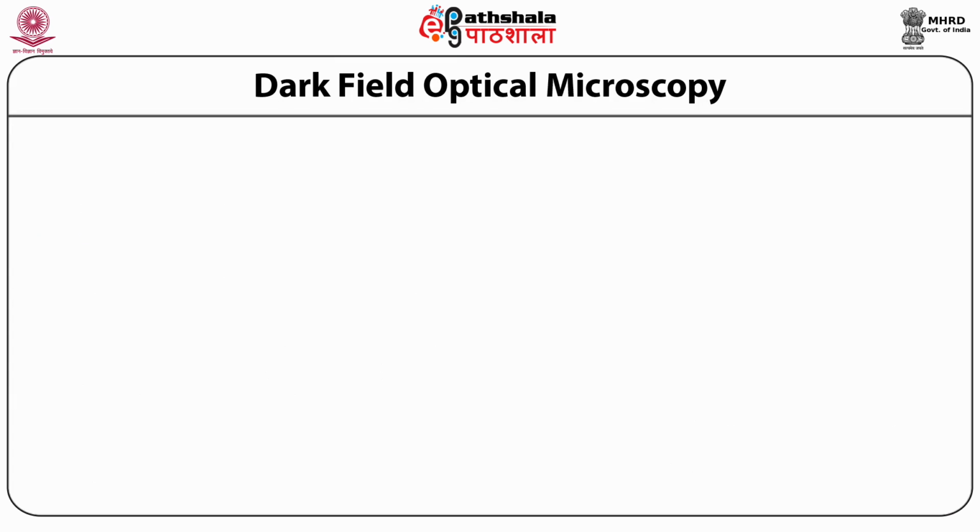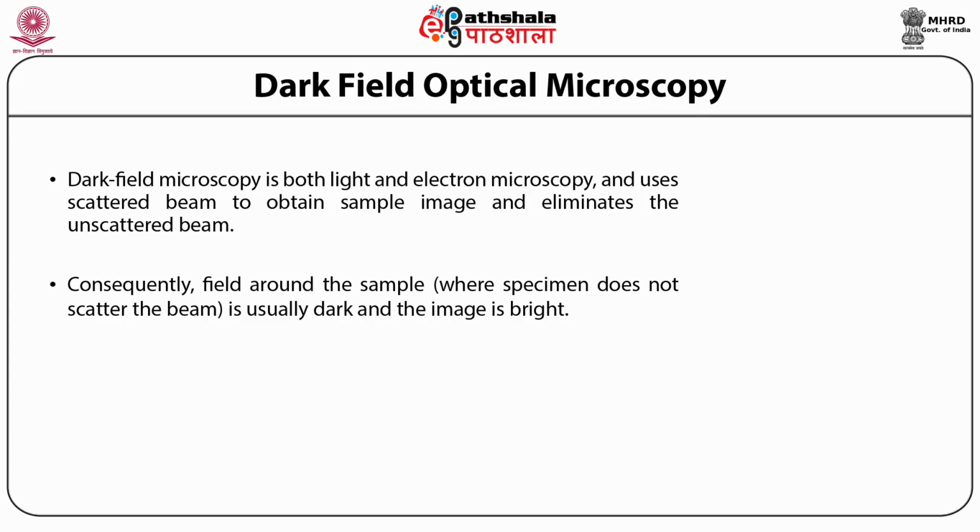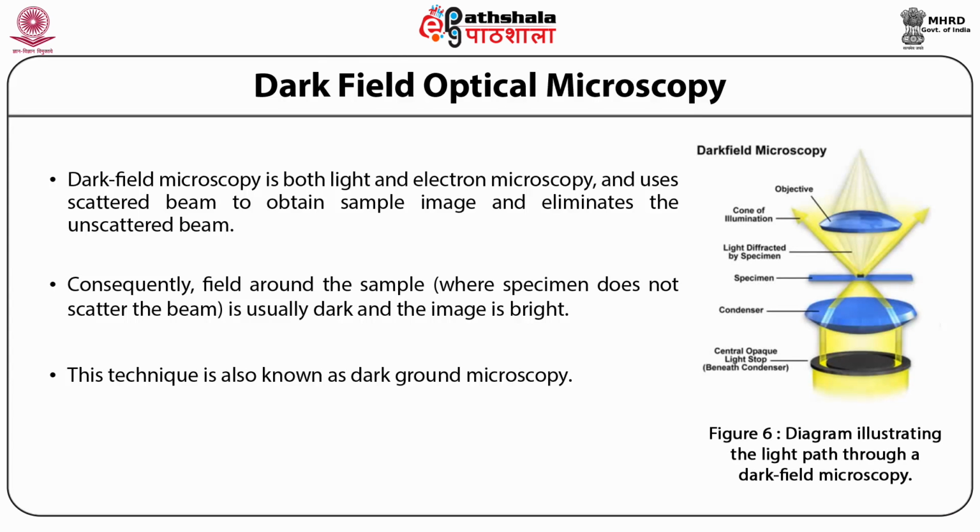Now students, let us see the dark field microscopy. Dark field microscopy is both light and electron microscopy and uses scattered beam to obtain sample image and eliminates the unscattered beam. Consequently, field around the sample where specimen does not scatter the beam is usually dark and the image is bright. This technique is also known as dark ground microscopy. Figure 6 shows the diagram illustrating the light path through a dark field microscopy.